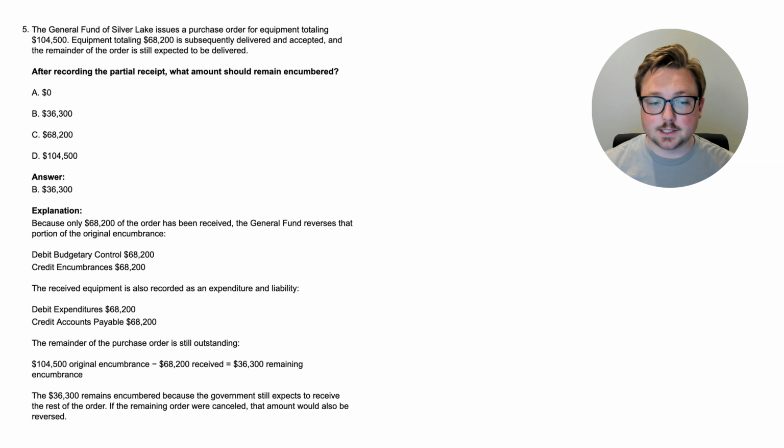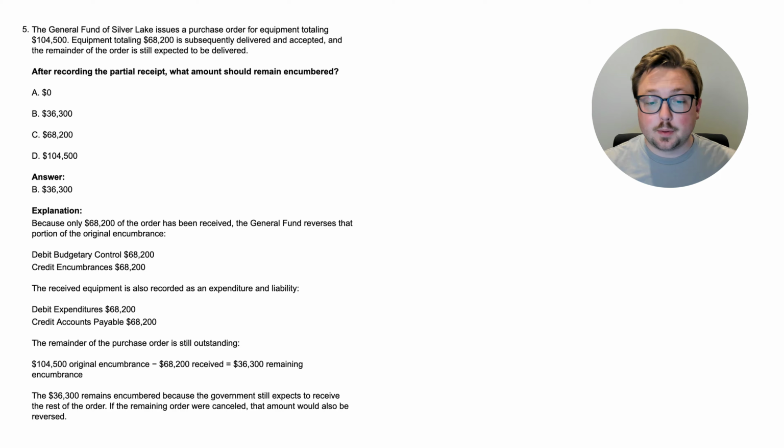Okay, here we are. The answer is B, $36,300. That's the amount that's still encumbered. So let's go through this. Because only $68,200 of the order has been received, the general fund reverses that portion of the original encumbrance. So they reverse it by doing a debit to budgetary control and a credit to encumbrances for that $68,200. The received equipment is also recorded as an expenditure and a liability. So they have that debit to expenditures and that credit for accounts payable.